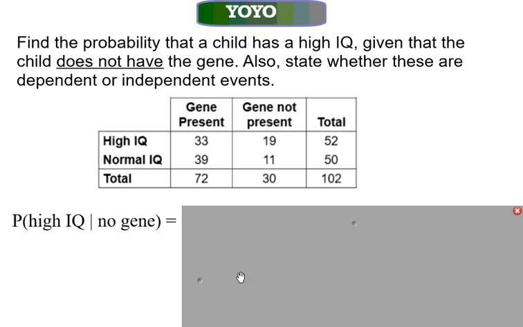Find that value and then ask yourself, is that value different than the probability of having a high IQ in the first place? If those two things are equal, then you'll say they're independent. If they are not equal, they are dependent. So pause the video now, give yourself a chance to try it, and then come back. Okay, let's see how you did.